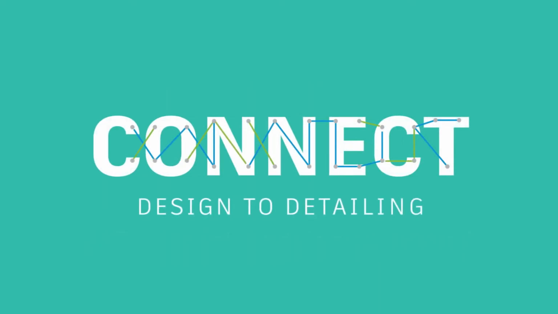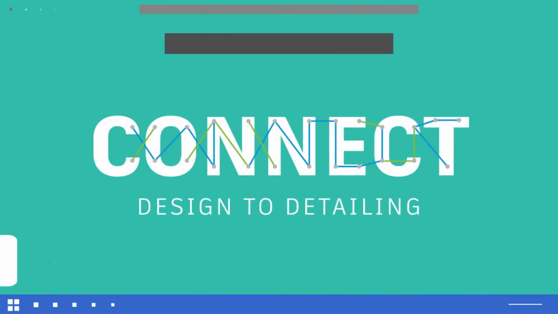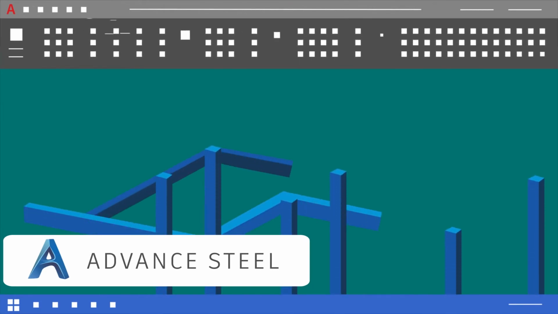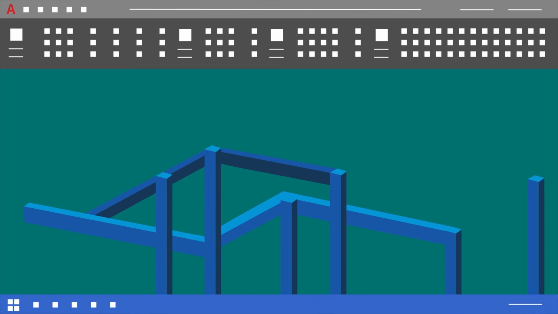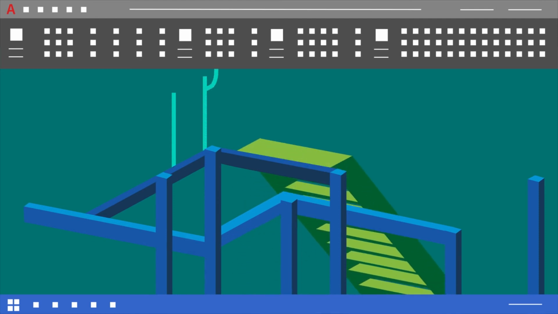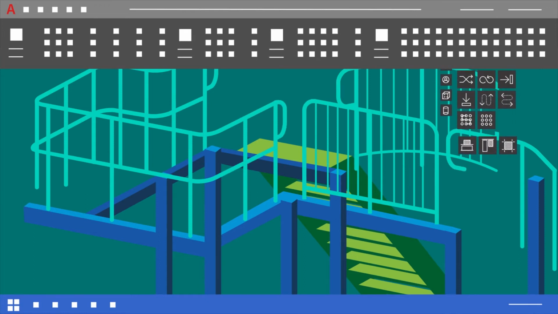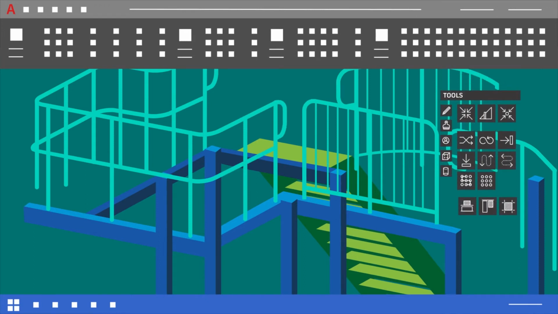Connecting design to detailing is easier with Autodesk Advanced Steel. Built on the familiar AutoCAD platform, Advanced Steel provides dynamic and intelligent modeling, a comprehensive library for steel connections, automatic tools for stairs and railings, and ready-to-use templates to create drawings.